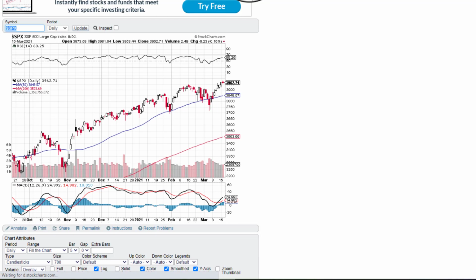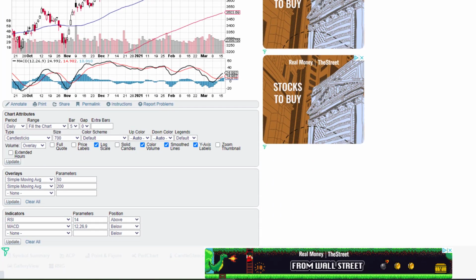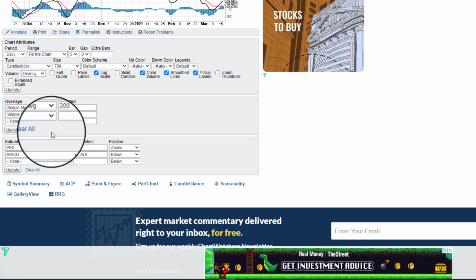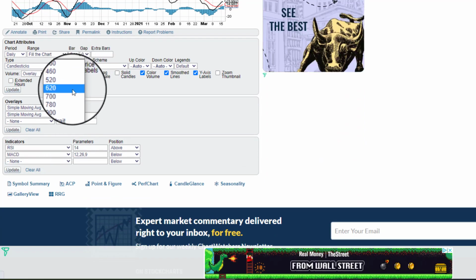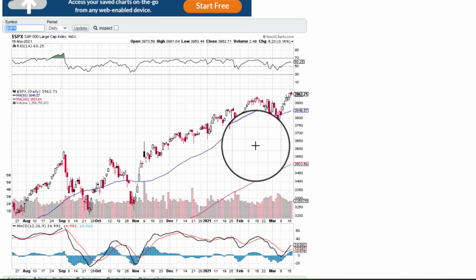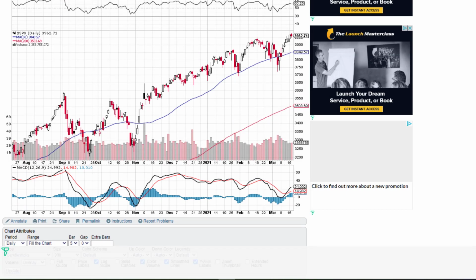Now you can't do an awful lot with this unless you're a member. About the only thing you can do is come down to the bottom, and you can see they already have an RSI and a MACD plotted. You can change this to make it a little bit bigger, and that's really about all you can do. But this will give you some insight as to what I'm talking about.